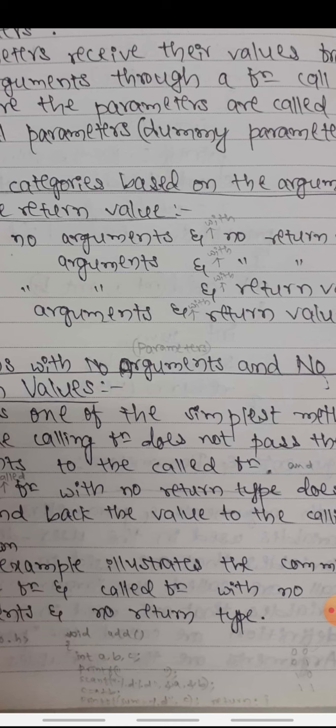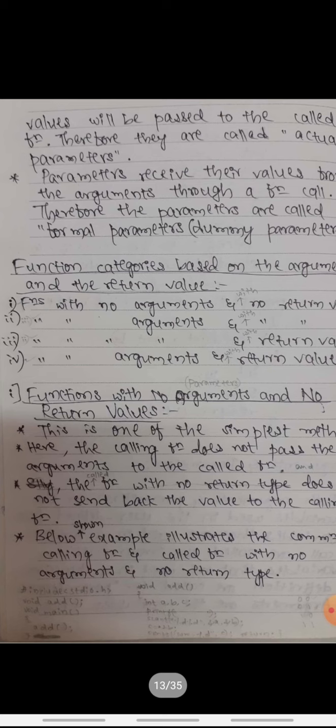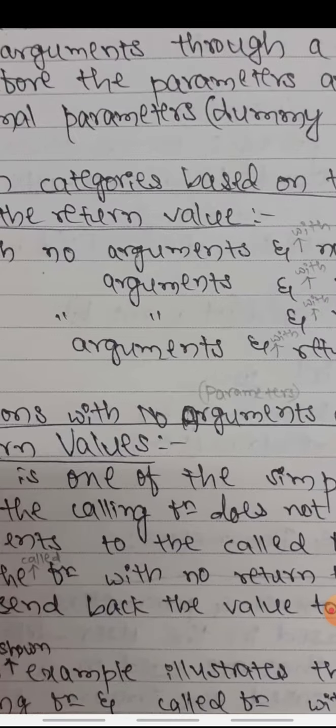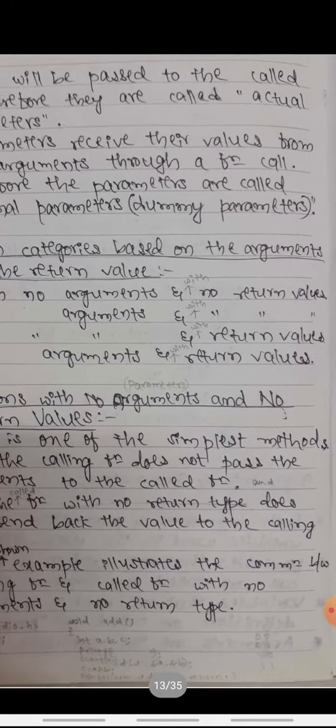So the return statement we have written here is simply the keyword return followed by a semicolon. It means that the called function add is not returning any value to the main function here. Okay, so now we will see the second category of functions, that is, functions with no arguments and with return values.